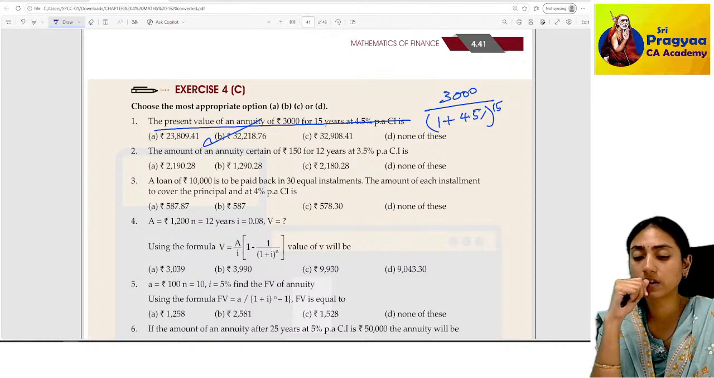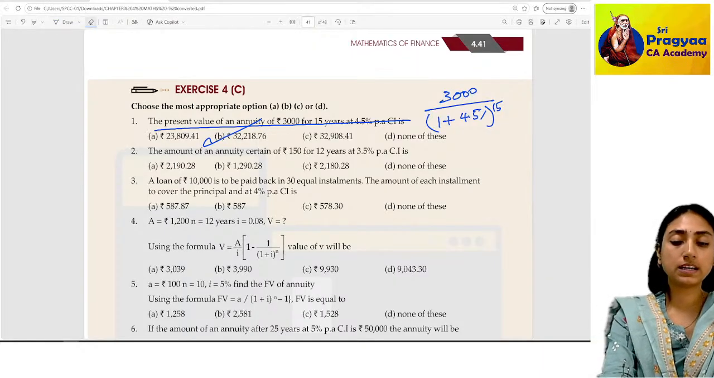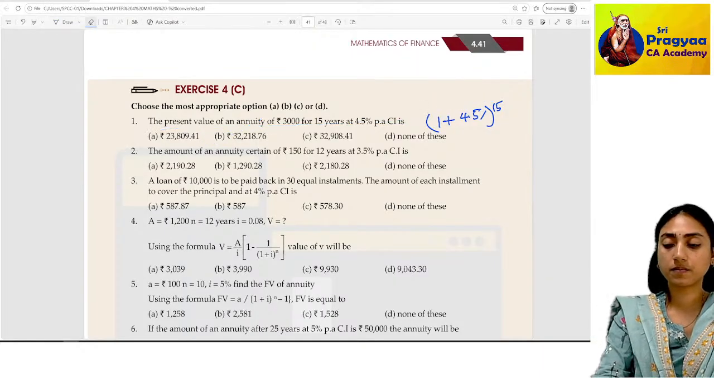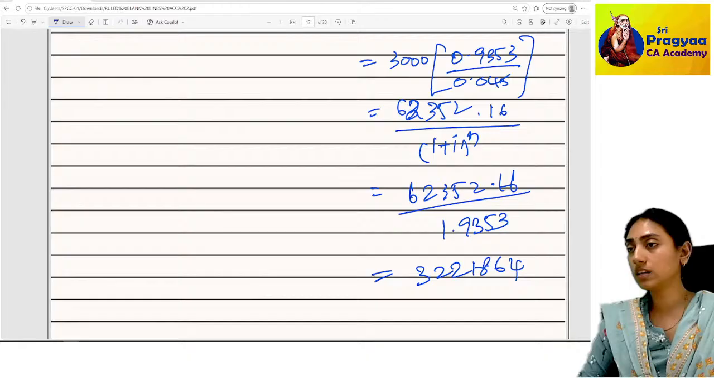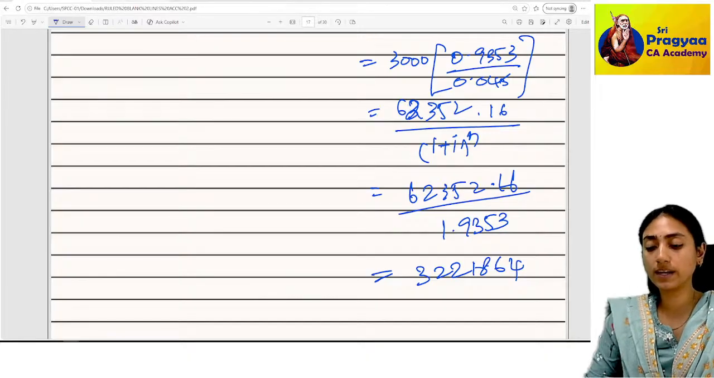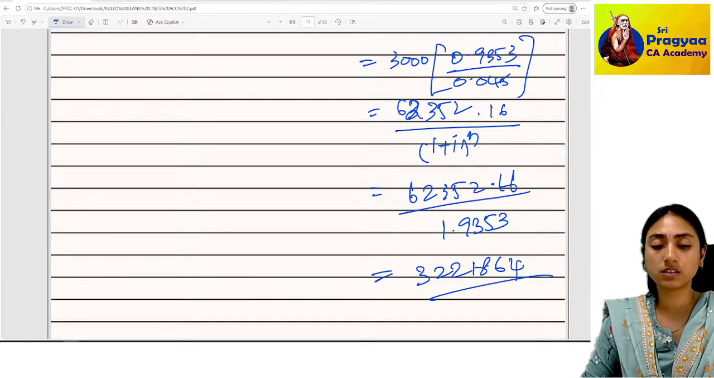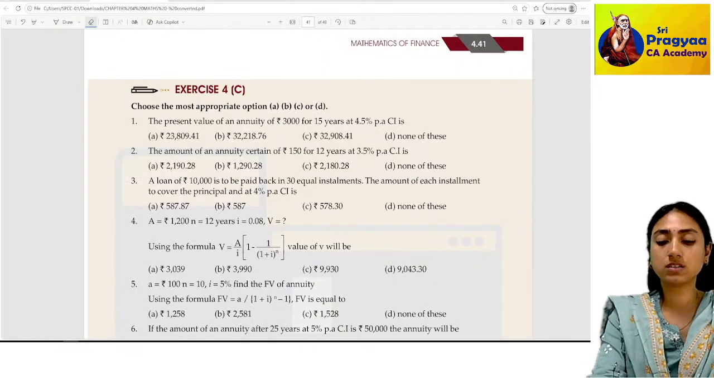Which one is closer? B the answer. 32, 218.64. So I'm going with 32,218.64.